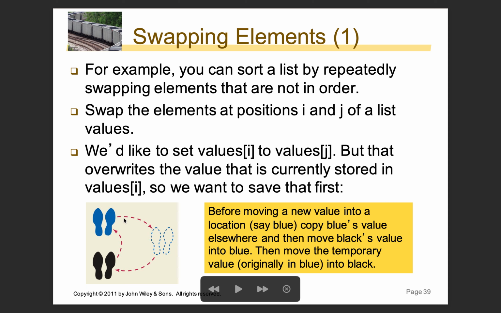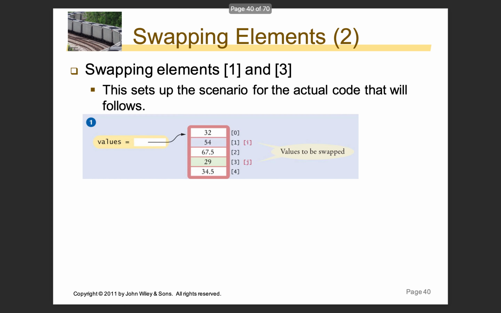So this kind of picture in the bottom left-hand corner kind of explains that. Before moving a new value into the location, say the blue location, we copy blue's value into a temporary location, then move black's value into the blue location, and then move the temporary value into the black location. Okay, we need this temporary value to kind of allow us to swap the two elements around.